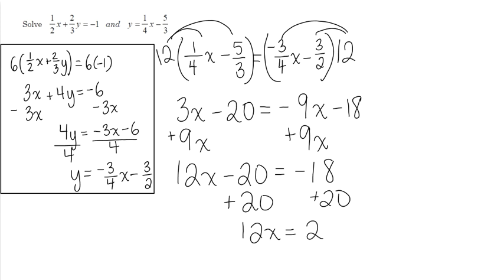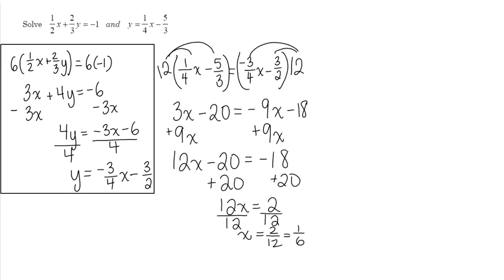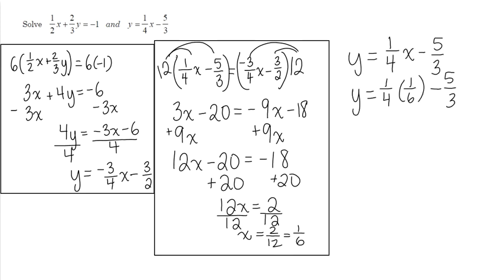Remember that means 12 times x. So to solve, I need to do the opposite. I'm going to divide by 12. That gives me 2/12 for x, which I have written in lowest terms, which is 1/6. Once we have the value of x, we need to find the value of y. I'm going to go back to those first equations and use the second one because that's y equals. So I can just plug that right in and work from there.